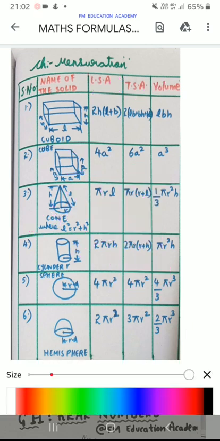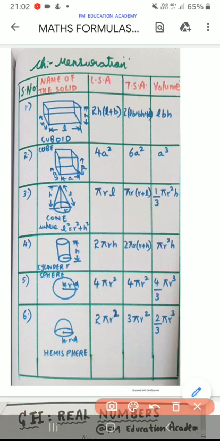Then you have volume. What is volume? Volume means capacity. Capacity means how much we can fill. That is called volume. Remember this. Then this was about the 6 shapes of mensuration which you have.